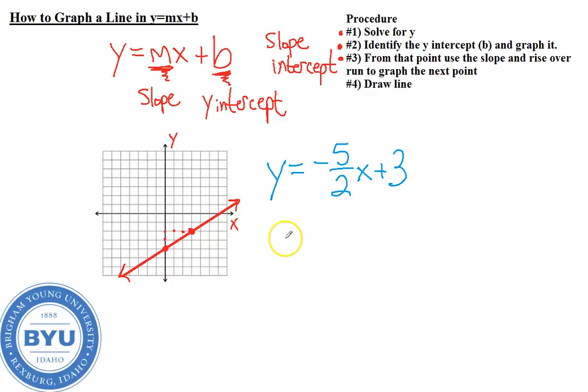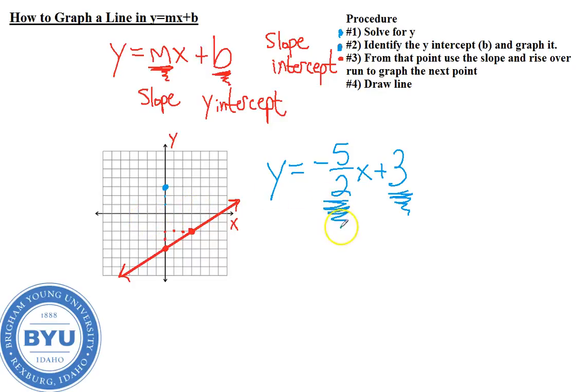Let's try one more. I've got y equals -5/2 x plus 3. I'm going to do this one in blue. Step number one, we need to solve for y. Well, y is already by itself, so I don't need to worry about that. Step number two, find the y-intercept. The y-intercept is 3. It's the value not with the x. 1, 2, so that's right here.